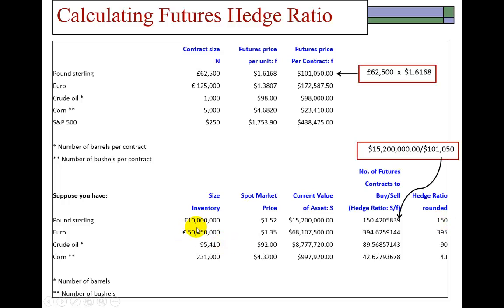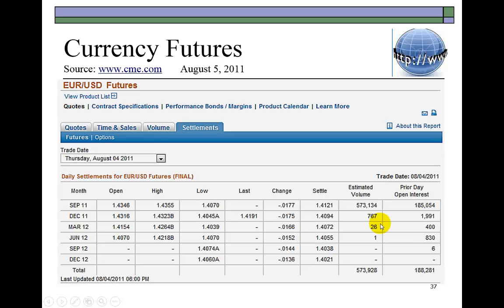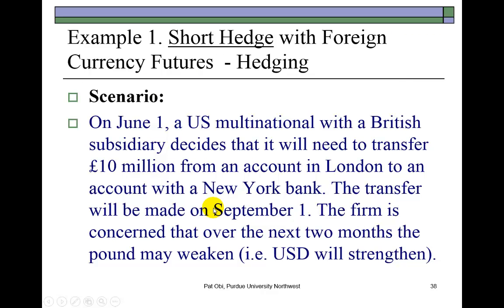And then in the same way you interpret these other contracts' hedge ratios down here, which is basically the current value of your inventory, which is a spot asset, divided by the contract size. The contract sizes are shown here. All right, this is the market quotation in 2011, and if you go to the futures market, you saw that right now Euro futures are selling for about $1.07 and change.